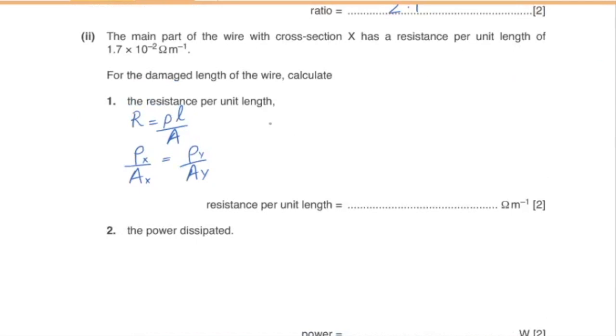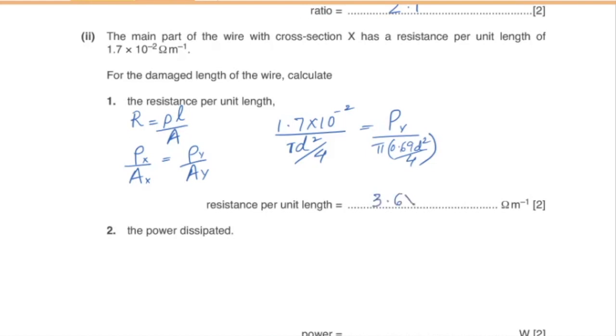Now resistivity at cross-section X is equal to 1.7 into 10 to the power of negative 2, and the area of cross-section X is pi d square by 4. This is equal to the resistivity at cross-section Y, which is what we are asked to calculate, divided by the area of cross-section Y, which is 0.69 d square by 4. When you rearrange the formula, you will get the resistivity of cross-section Y as 3.6 into 10 to the power of negative 2 ohm per meter.